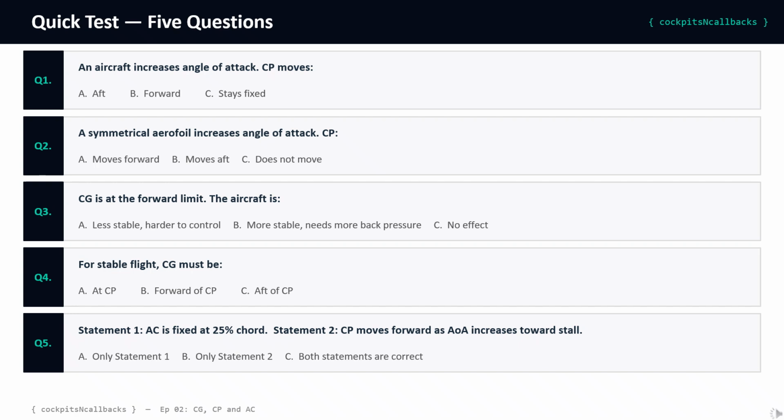Q5. Statement 1. AC is fixed at 25% chord. Statement 2. CP moves forward as angle of attack increases towards stall. A. Only statement 1 is correct. B. Only statement 2 is correct. C. Both statements are correct. Think carefully on Q5. The word toward is doing a lot of work in that question, and it is designed to make you second guess yourself.